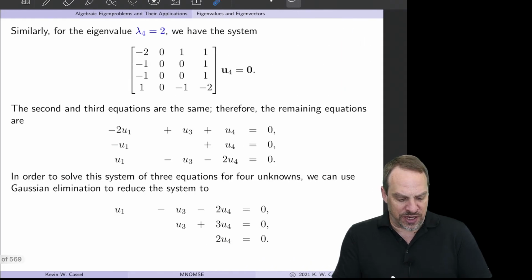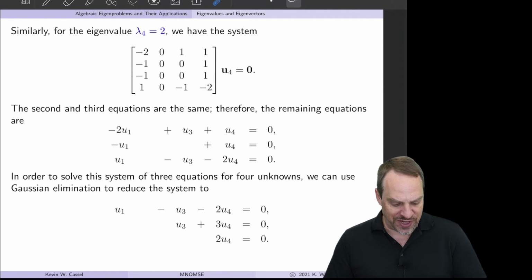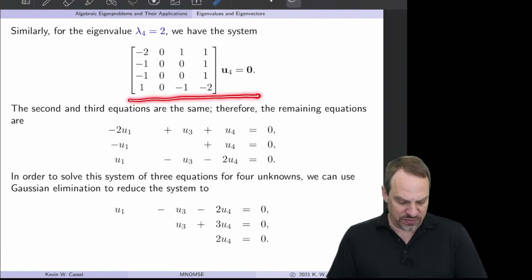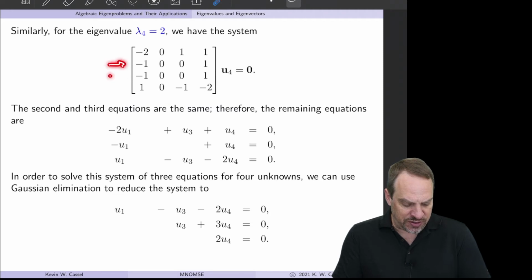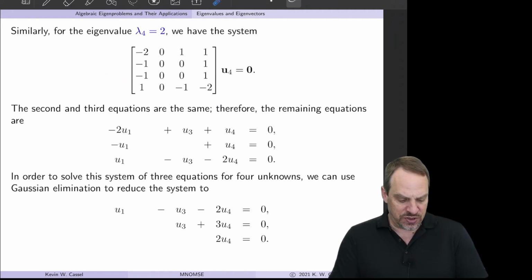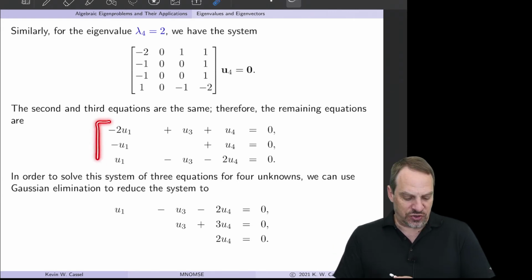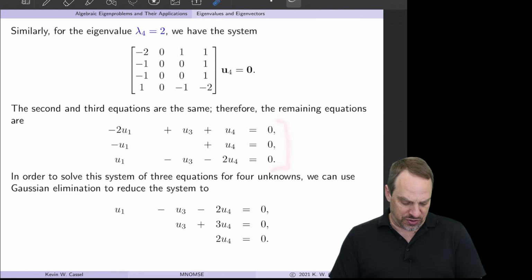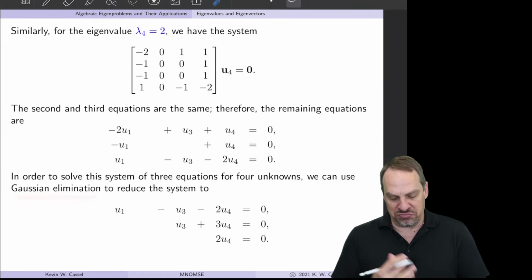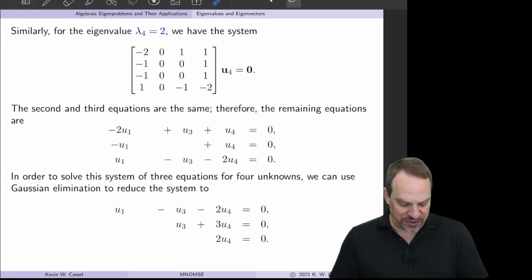Let's try lambda is equal to 2, which is also a distinct eigenvalue. Subtract off 2 from the main diagonal terms in A. We now have a new system of equations for u4. In this case, you can easily see that the second and third equations are exactly the same. So we really only have 3 equations for our 4 unknowns. And once again, I want to solve these. So I now have 3 equations for my 4 unknowns. And we can solve this in any fashion that we want. Here I've used Gauss elimination. That's not necessary, but just to simplify this down, I've used Gauss elimination to make this even easier.